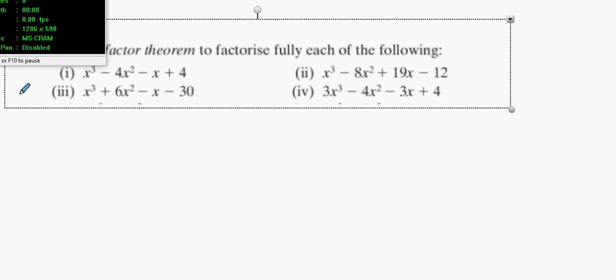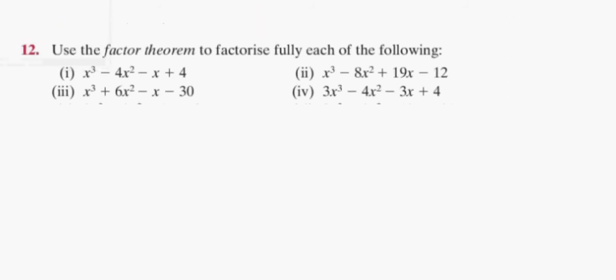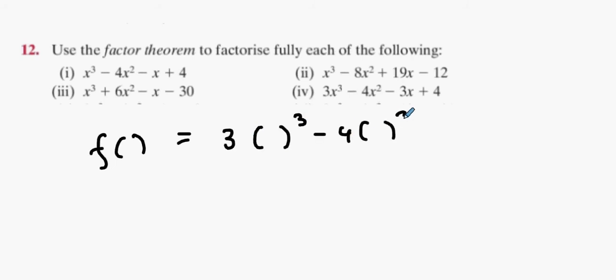Therefore, what you're meant to do in theory is write f of x equals 3 times blank cubed minus 4 times blank squared minus 3 times blank plus 4. Does everybody get it? I'm basically just saying f of x equals that, and then we're using it.